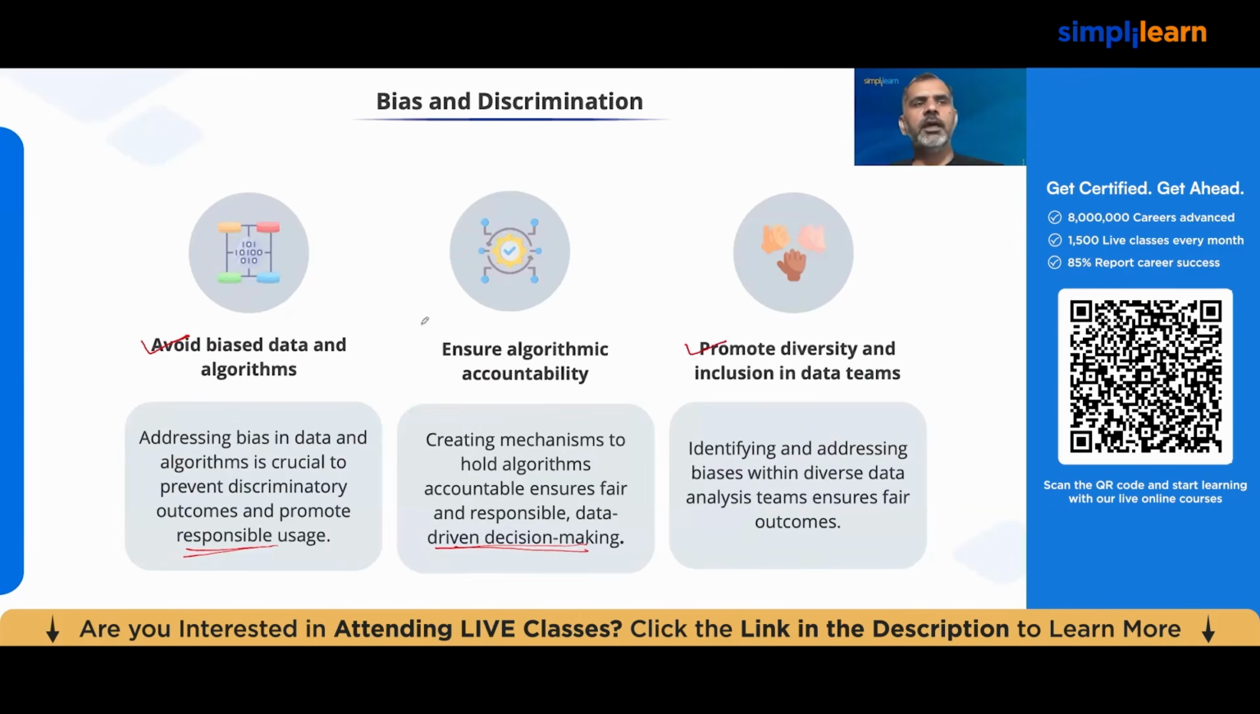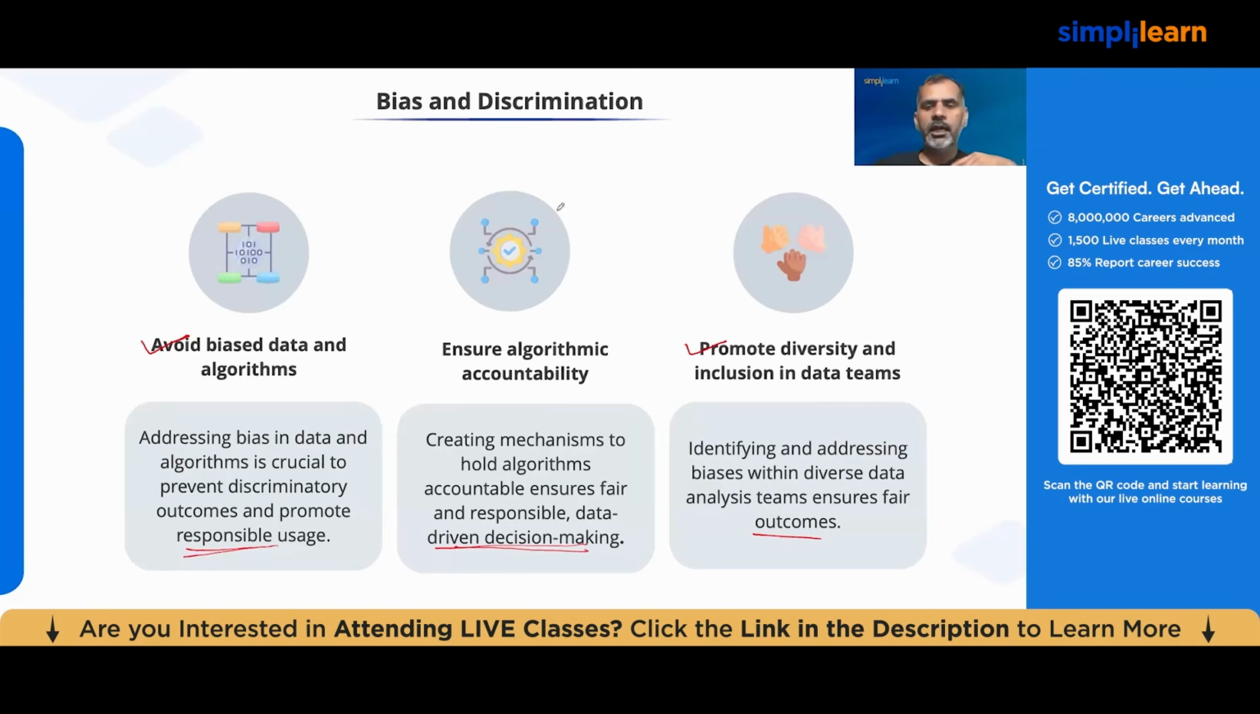That also promotes diversity and inclusion of data teams. Identifying and addressing biases within a diverse data analysis team ensures fairness. So if you find that one category is more than the other category, then you can form teams that can help you to introduce more data points and try to balance the data.